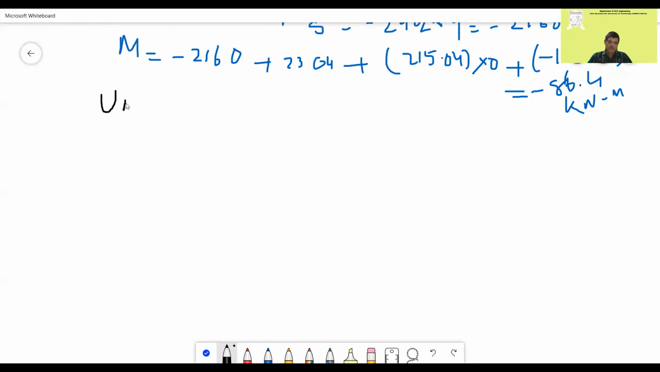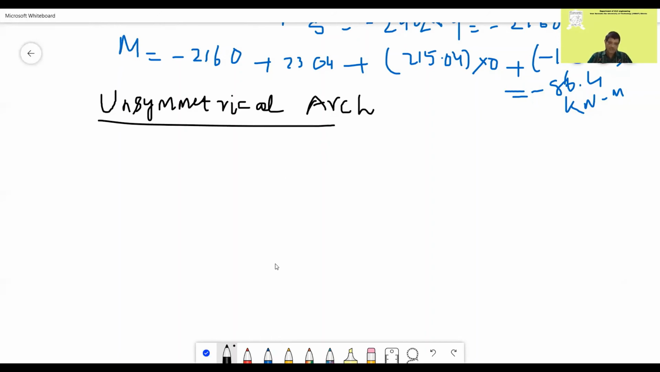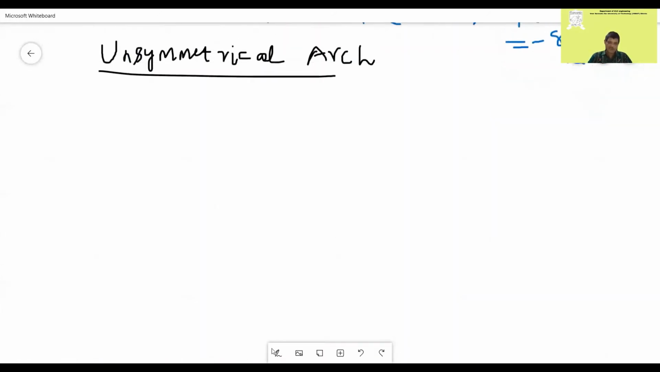Now go to unsymmetrical arches. So what happens in case of unsymmetrical arches? I'm not going to solve any problem here because this will be more lengthy. I will only say the basis of unsymmetrical arches.